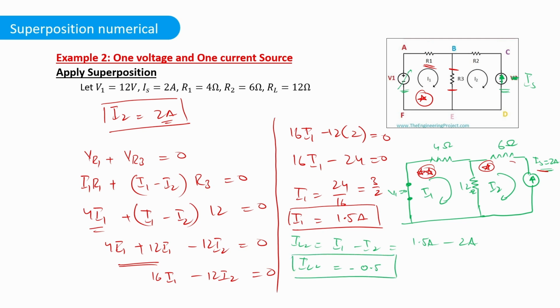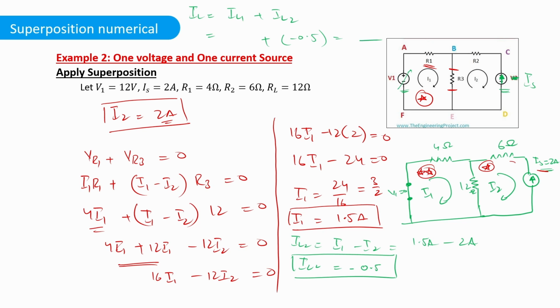Now, if we apply the superposition theorem, it says that finally you have to add all the currents together to get the final result for the load current. So IL is equal to IL1 plus IL2. For IL1, I don't remember what this value was, I need to go back. But IL2 is minus 0.5. When you solve this, you will get the result for IL.